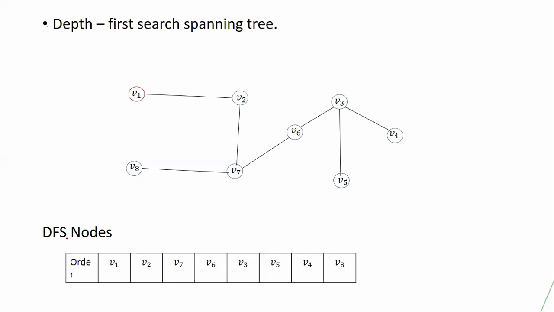Now, if you look at this, I started from V1. You may start from any other vertex. So it means that the shape of this spanning tree may differ depending upon your starting point and the path that you take.